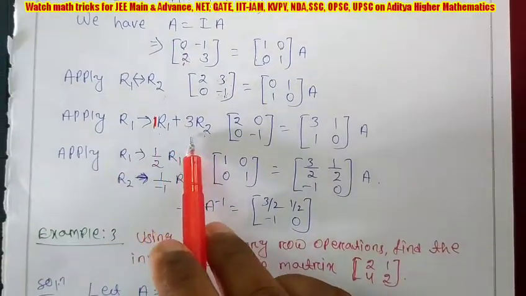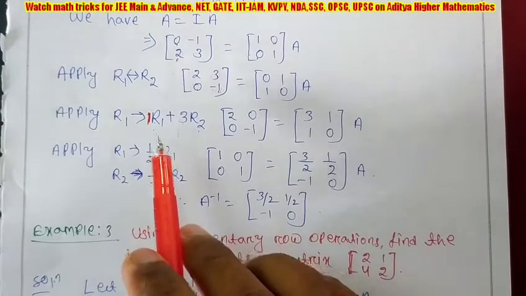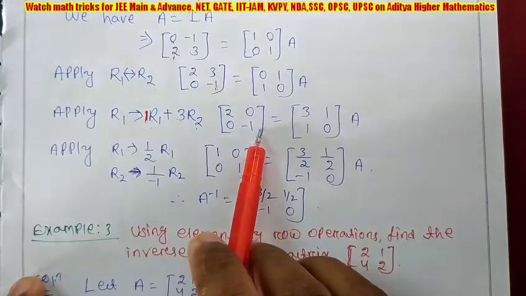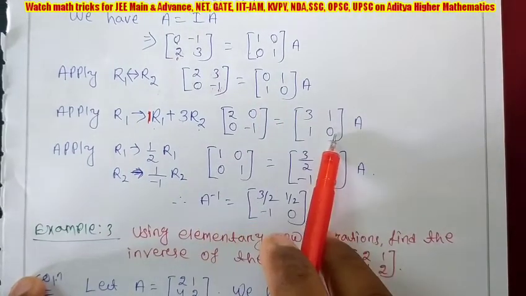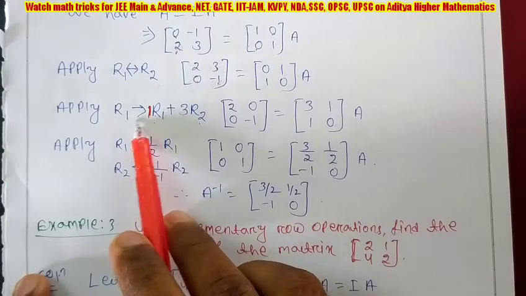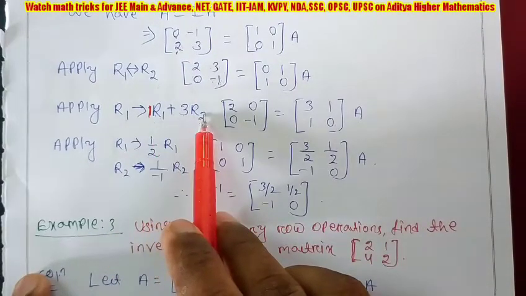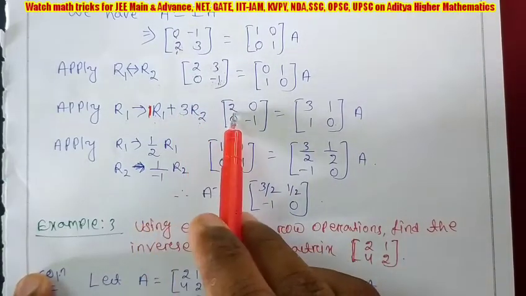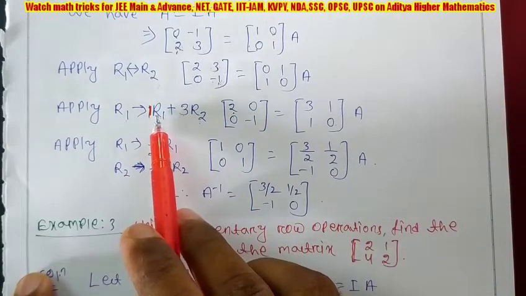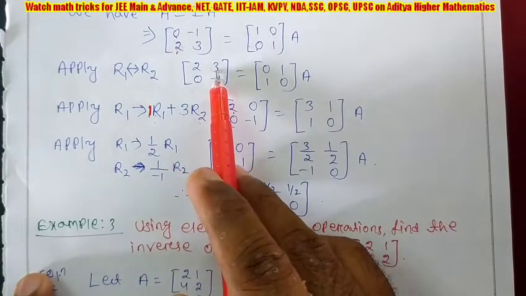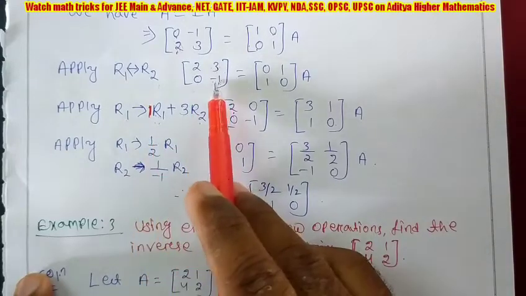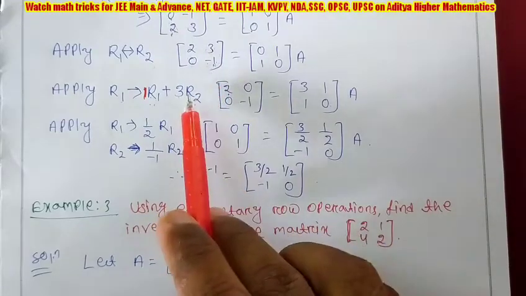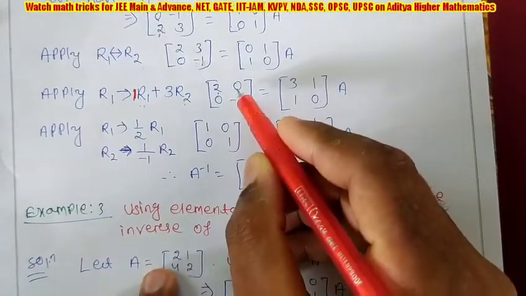Now use this. Here we are changing only R1, so R2 you have to write the same thing. That R2 is 0 minus 1, and the right side is 1 0, so write the same thing. Now change R1. We are using R1 plus 3 R2. So to evaluate this element, use 2 from R1 and 0 from R2. 2 plus 0 is 2. Now we have to change this element. R1 is 3 and the R2 element is minus 1. So 3 plus 3 into minus 1, 3 plus minus 3 is 0. So you got this 0.